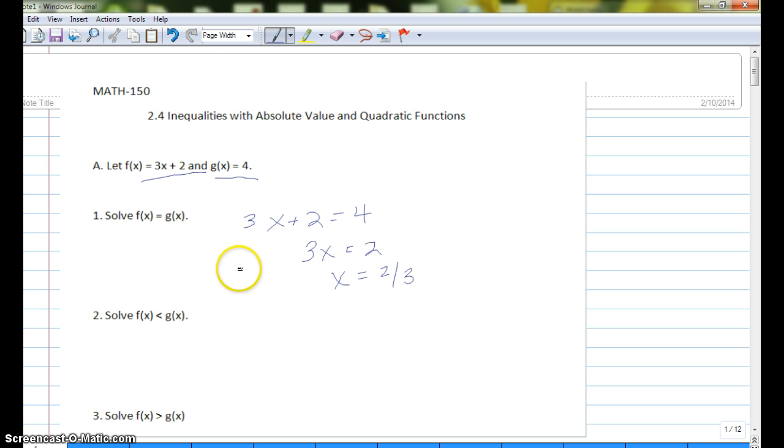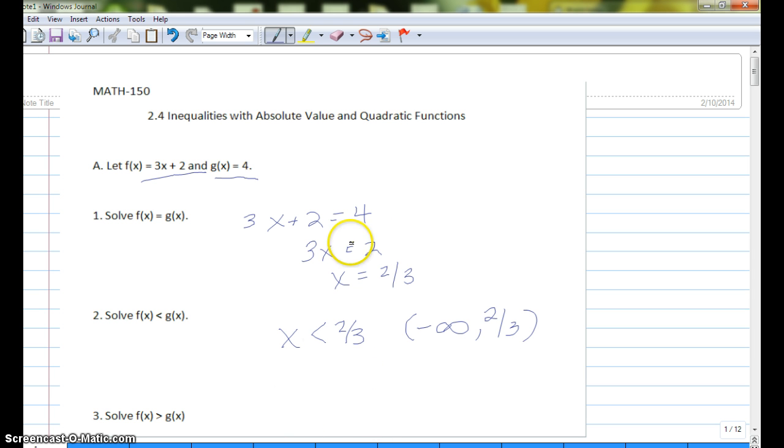Now, if we want to solve f of x is less than g of x, we would actually do the exact same thing, just with the less than symbol instead of an equal. So this is just one point. It would be x equals 2/3. Here we'd get x is less than 2/3. So that's an interval. That's going to be the interval, everything less than 2/3. So that would be from negative infinity all the way up to 2/3.